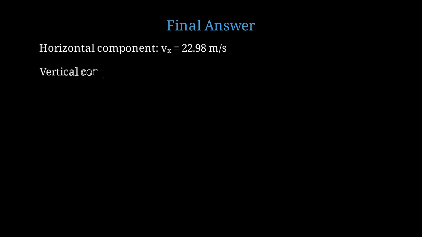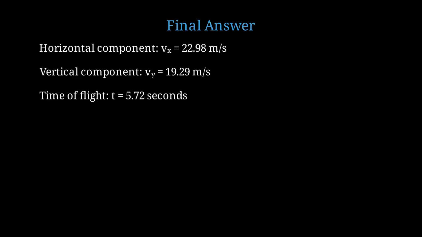Let's summarize our solution. The horizontal velocity component is 22.98 meters per second. The vertical velocity component is 19.29 meters per second. The total time of flight is 5.72 seconds. The projectile lands 131.4 meters from the cliff base.